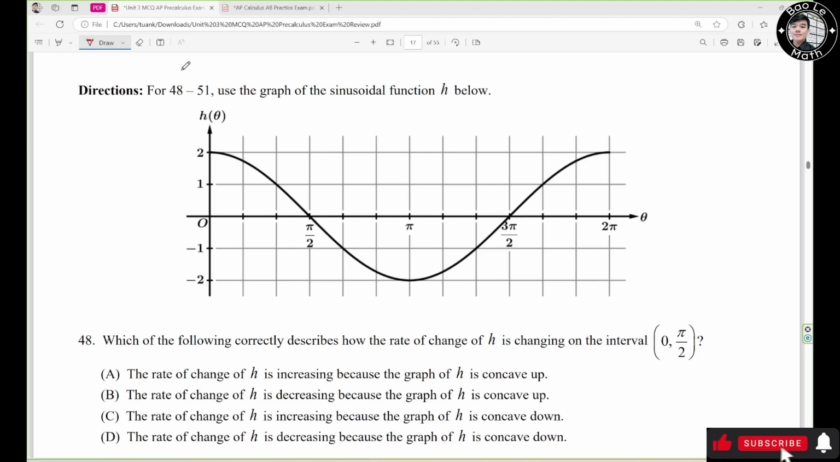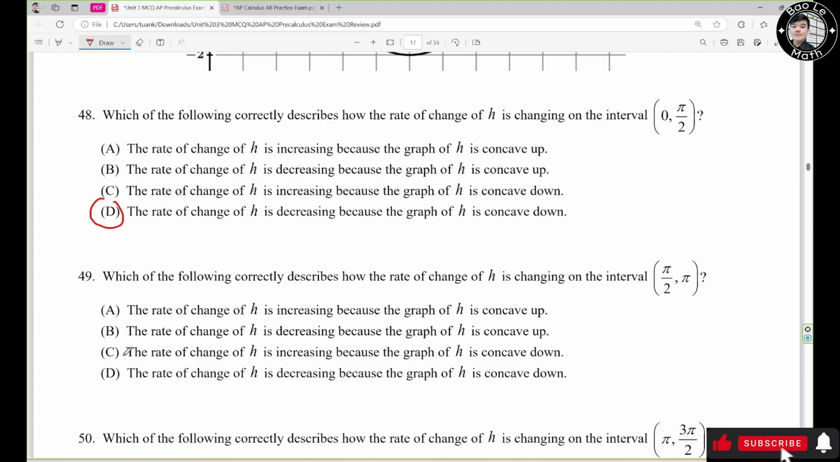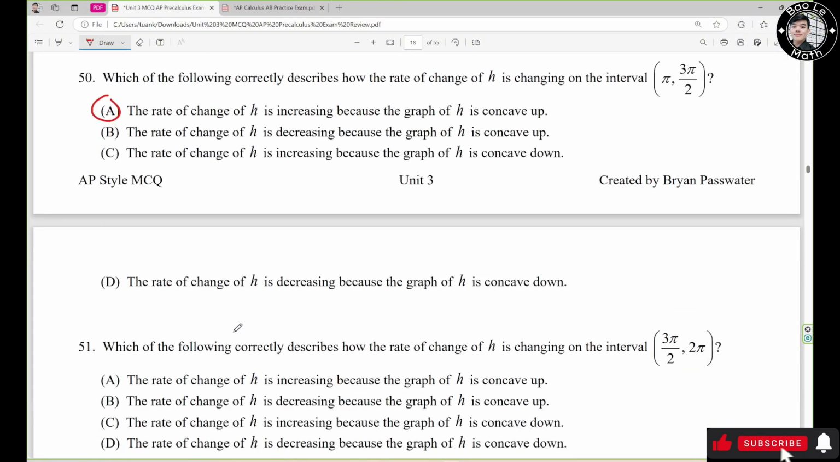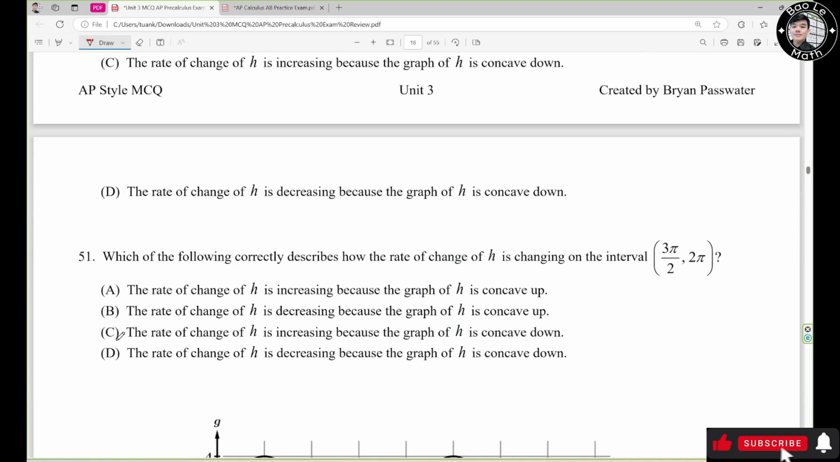Now let's move on to questions 48 to 51. Questions 48 to 51 are going to be similar to the ones we just did, right? Now I just leave the answers for you and I leave these questions for you to practice. Alright, question 48, the answer is D. Question 49, the answer is A. Question 50, the answer is A. Question 51, the answer is D.